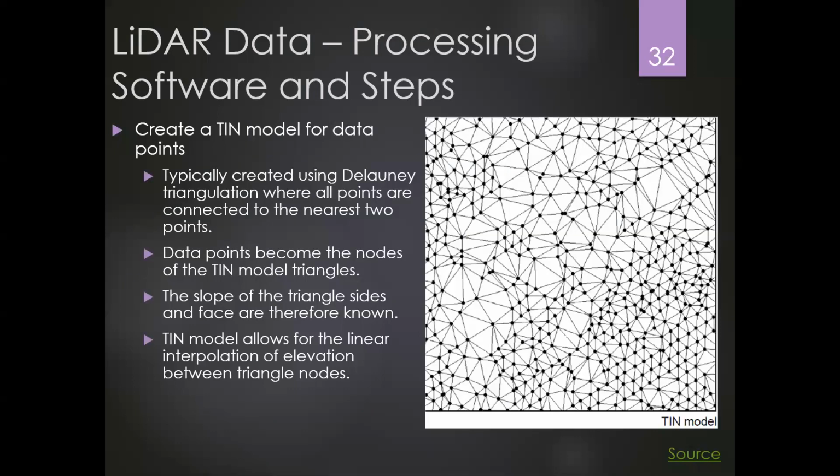So second step, transform all those data points into a TIN network. Basically, you connect all those data points to create a lot of small triangles, and from the shape of these triangles, you can create this network. Each data point is a node in this TIN network. And also the slope, size and face of each triangle are therefore known. So you have this skeleton for a raster data file.